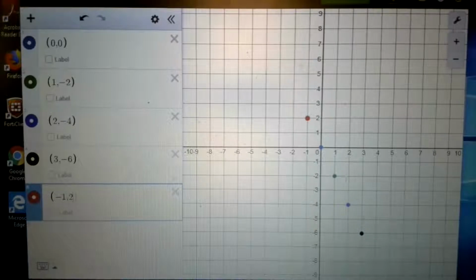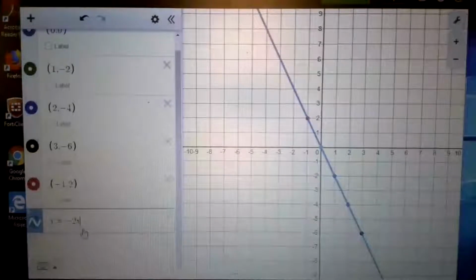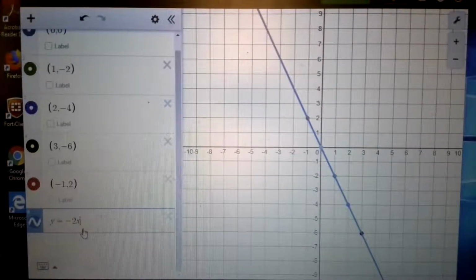The points down here are in quadrant 4. These 3 points are in quadrant 4. X is positive, y is negative. This point up here is in quadrant 2. If I want to graph the line, y equals negative 2x, you'll see it goes through all of those points. And we've successfully constructed that line.